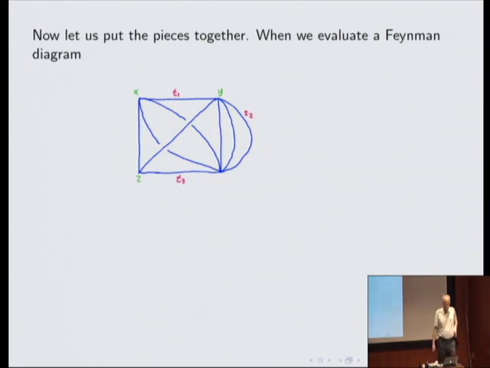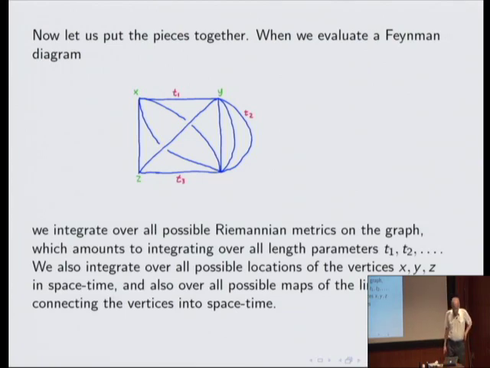what do we do? Well, we integrate over all possible Riemannian metrics on the graph, which amounts to integrating over the Schwinger parameters. We integrate over all possible locations of the vertices in spacetime, and also over all possible maps of the lines connecting the vertices into spacetime. But if we put the two halves of this sentence together, the sentence just says we integrate over all maps of the graph into spacetime.